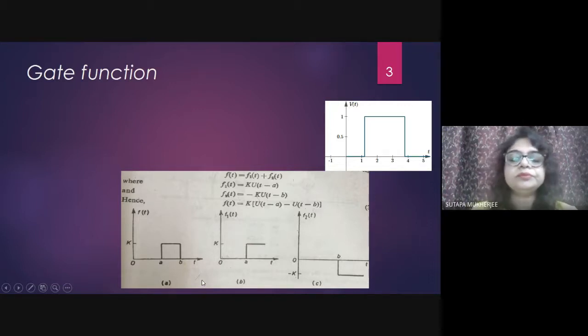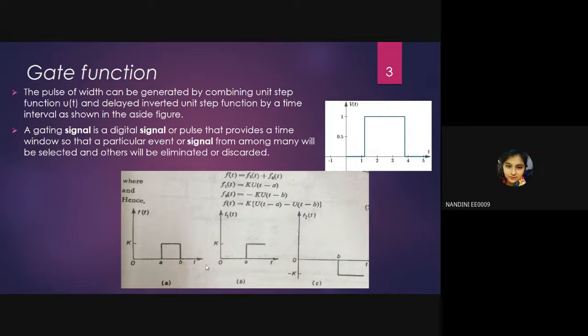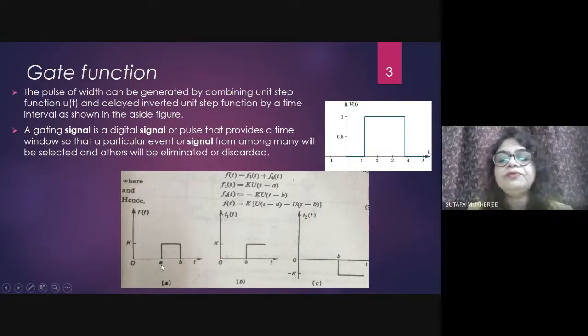Yes or no? Yes, ma'am. What I have told is, at the point equal to a, this will continue like this. And if you put another function at the point b in the negative part, then the negative part that starts from t equal to b will stop the function which started from t equal to a.